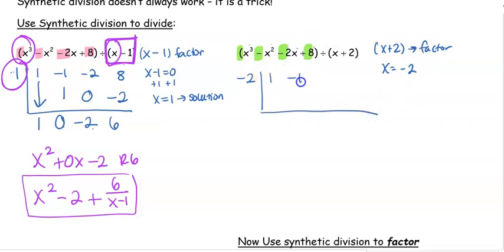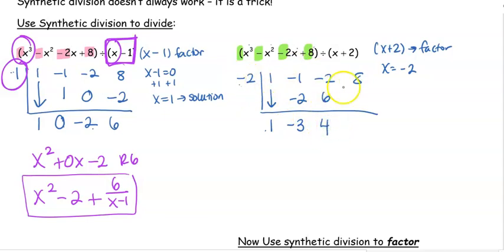We have 1, negative 2, 8. Oh, look, this is exactly the same as the first example. We bring down our 1. We multiply. Negative 2 times 1 is a negative 2. We add to get negative 3. Negative 2 times negative 3 is a positive 6. We add to get 4.